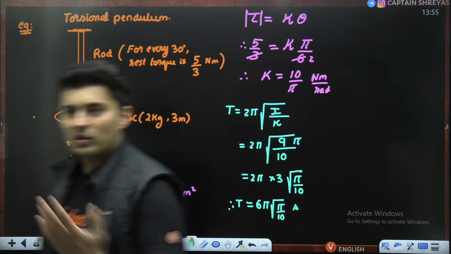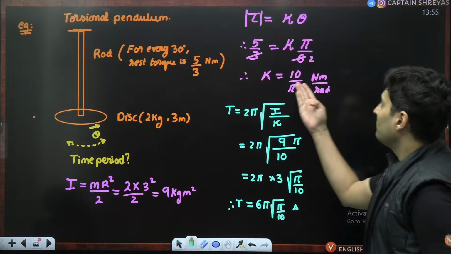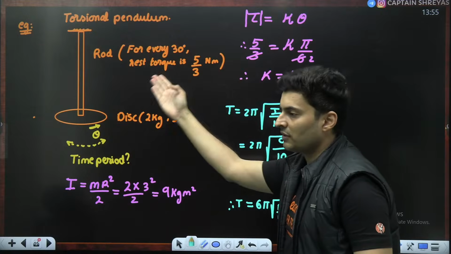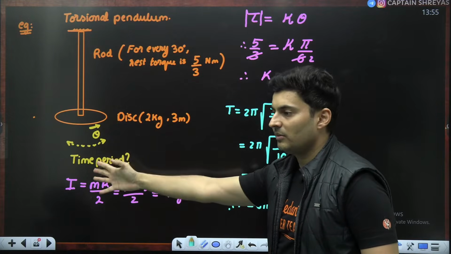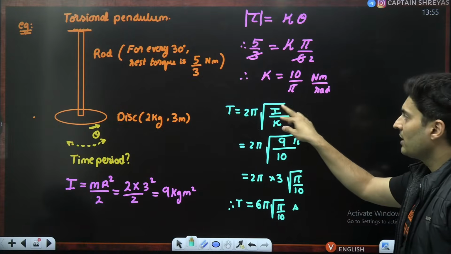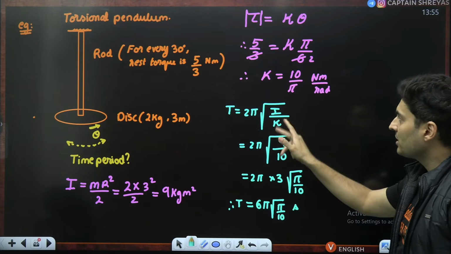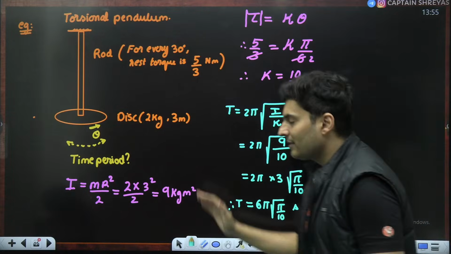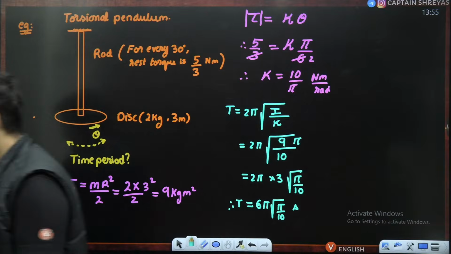Got it? How to solve a question on torsional pendulum? You can find K if this kind of information is given. You can also find moment of inertia if you know whether it's a disc, sphere, whatever it is. And time period is 2 pi root of inertia over torsional constant, instead of mass over spring constant. Exact ditto method, no difference at all.